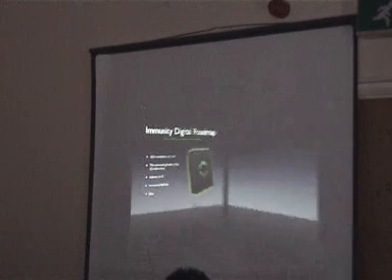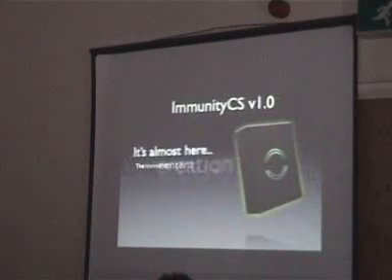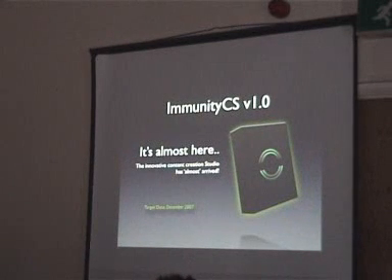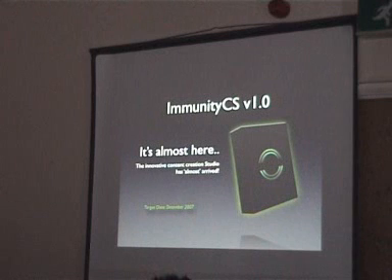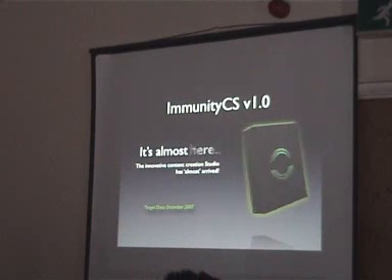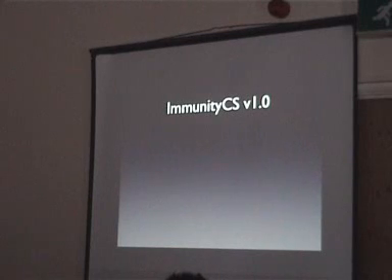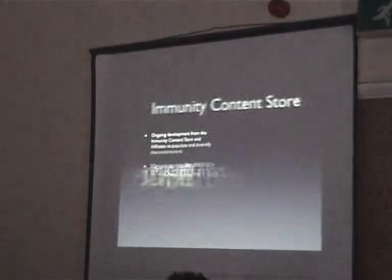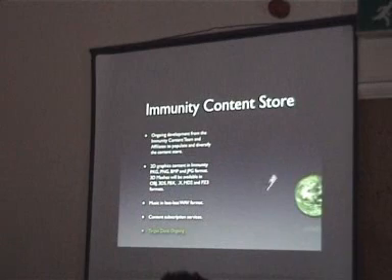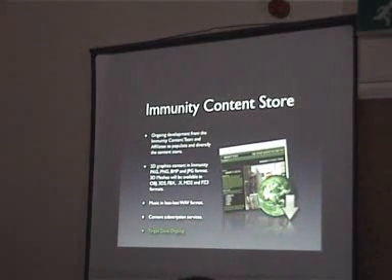The first one is the most obvious, which is we need to finish it. And that's ImmunityCS version 1. It's almost here, well on track. Target date December 2007. Okay, that's the first thing you guys can expect from us. The next thing is our content store, and Simon will just tell you again very, very quickly what you guys can expect.